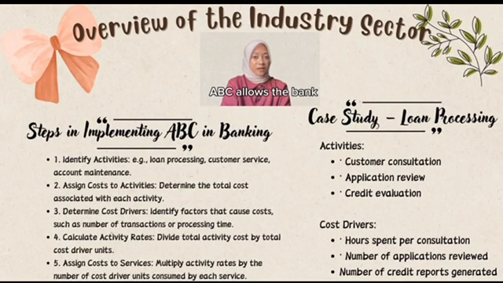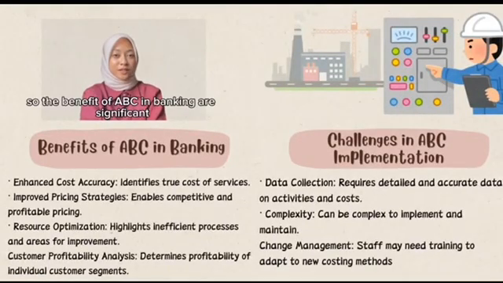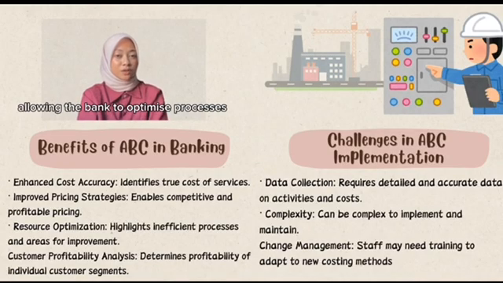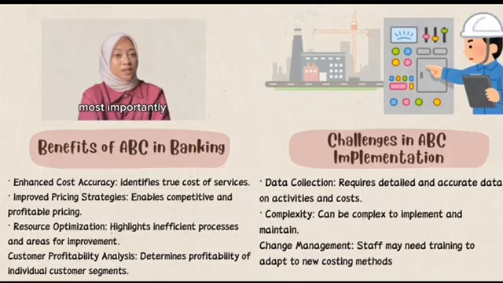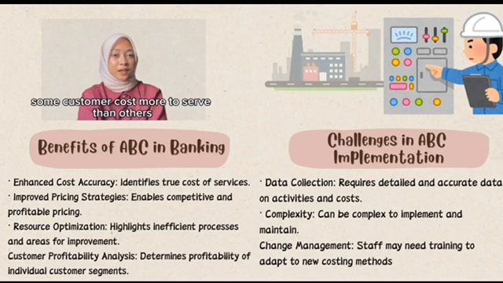ABC allows the bank to calculate the true cost of processing a loan by tracing how much of each activity it consumes. So, the benefits of ABC in banking are significant. It improves cost accuracy and helps set more competitive pricing. It highlights inefficiency, allowing the bank to optimize processes. Most importantly, it helps banks understand customer profitability. Some customers cost more to serve than others, and ABC reveals that.